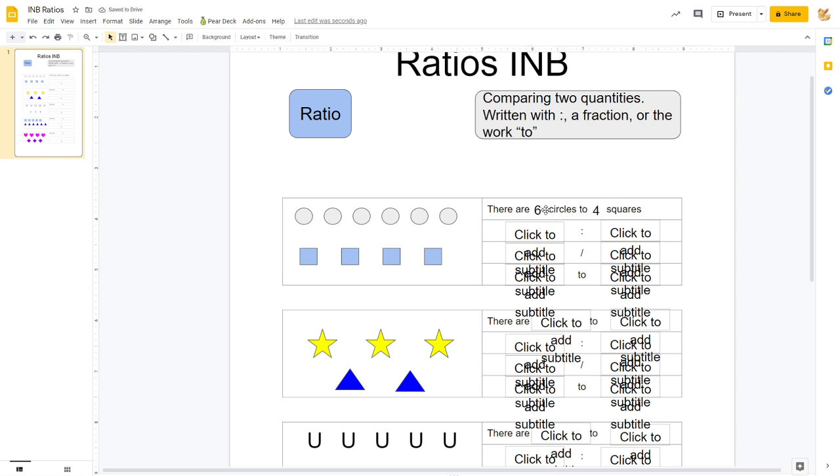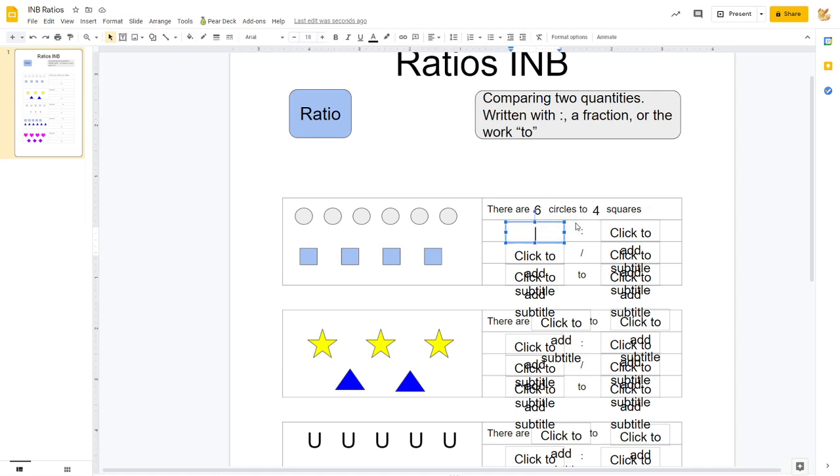And then you put the numbers in this order. Because we're comparing circles to squares, we need to make sure that the circles are first and the squares are second. Order does matter when it comes to ratios.